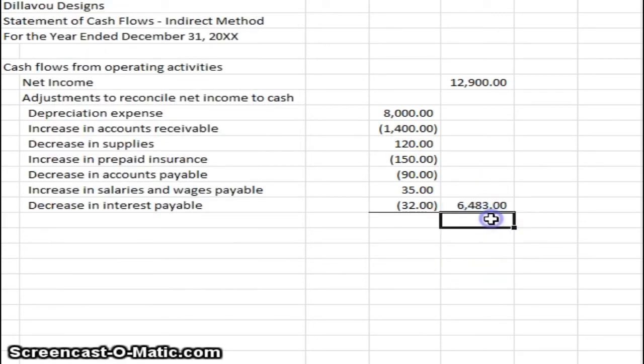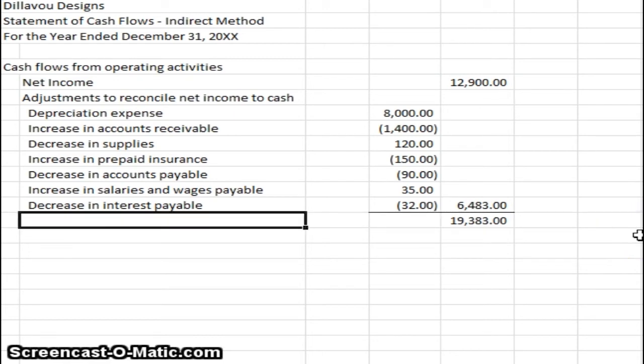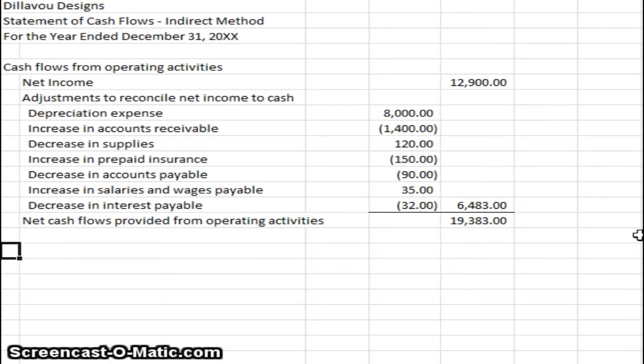All right, now take net income and we add this. If it was a negative, we obviously would subtract it. So that means overall we have net cash flows from, or you can put provided from, either way, operating activities. Okay. So in total, the operating side gave us $19,383.